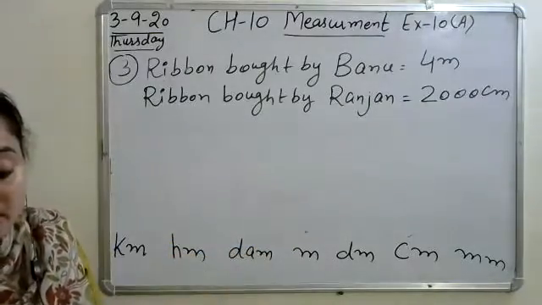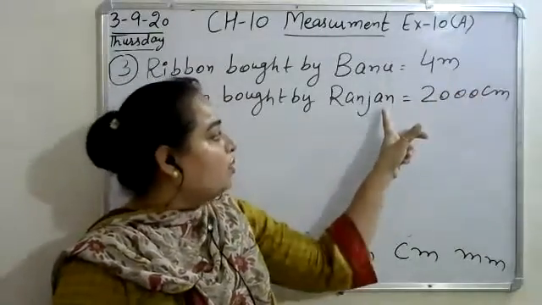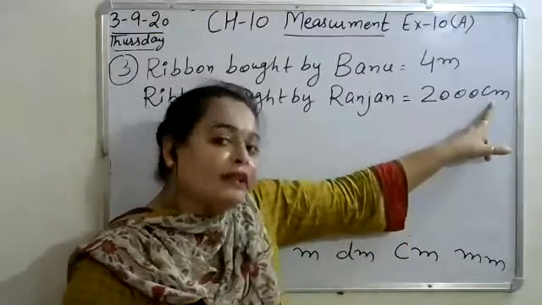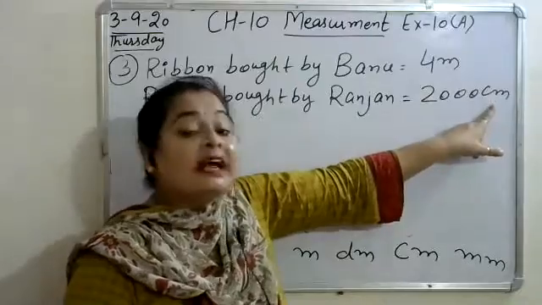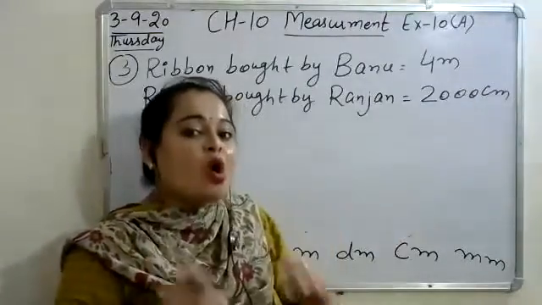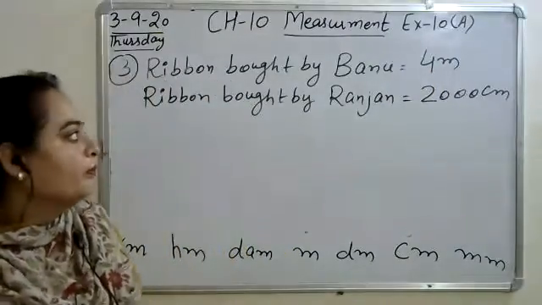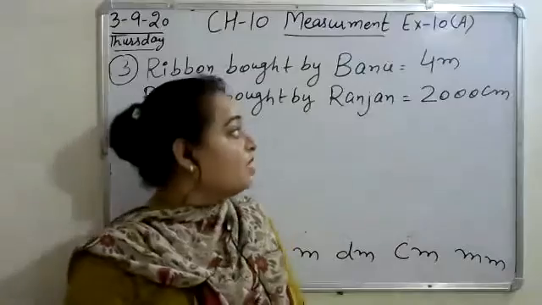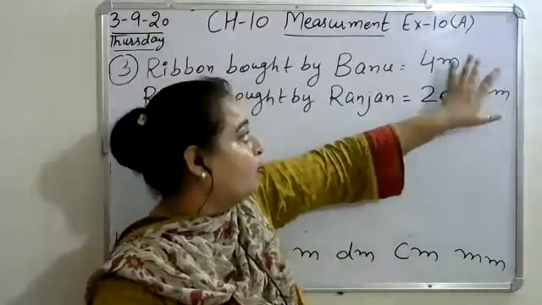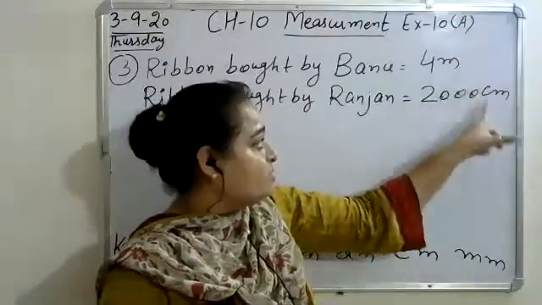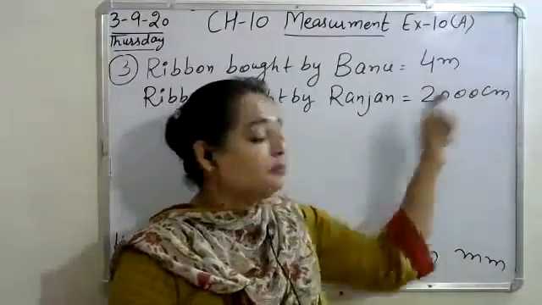Read the question again. The question is Banu bought 4 meter of ribbon. Ranjan bought 2000 centimeter of ribbon. This is meter. This is centimeter. So can we solve this sum with 2 different units? Tell me. Here meter and here centimeter. So both the units are different. So can we solve the sum with different units?